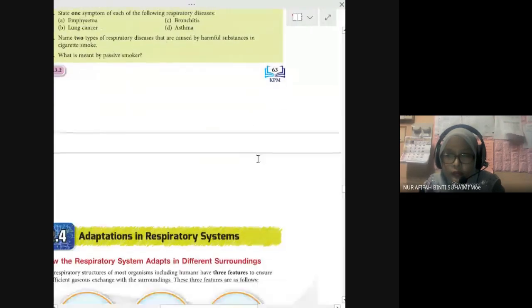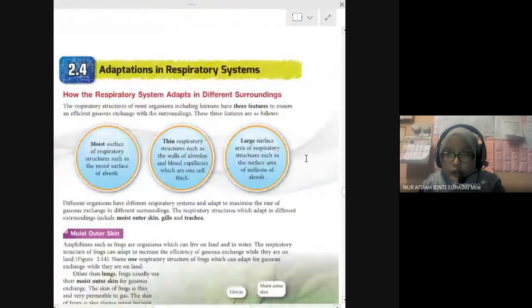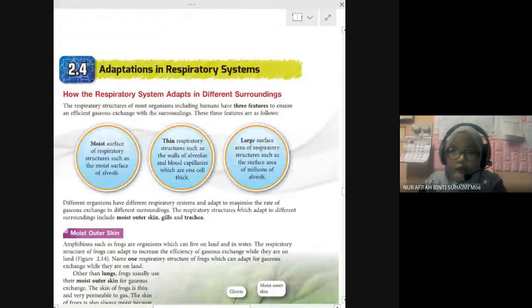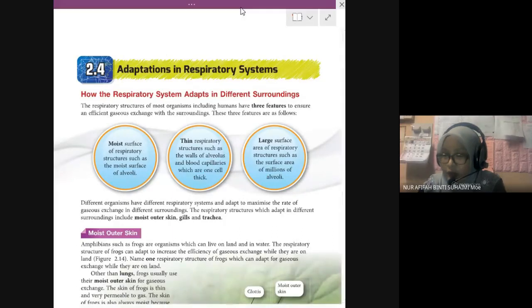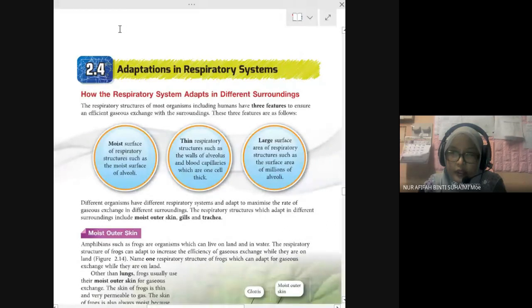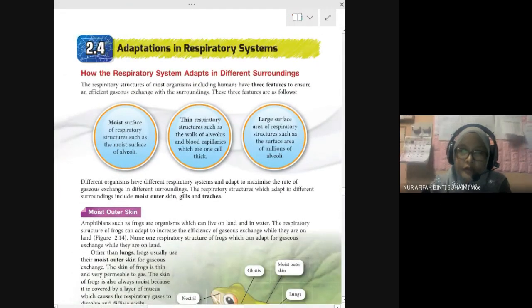Okay, 2.4. This one, adaptation in respiratory system of some animals. So for 2.4, we give attention to respiratory system in animals. 2.1 until 2.3, human respiratory system. 2.4 animal, 2.5 in plant. So 2.4, how the respiratory system adapts in different surroundings.